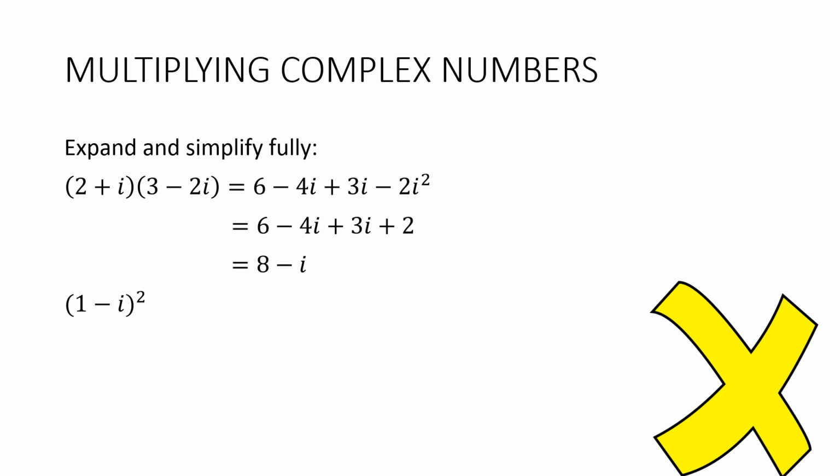Here's another one, a perfect square. Now I would encourage you to learn how to do this in one go, rather than expanding this into (1 minus i) multiplied by (1 minus i). It is 1 squared take away 2 times i times 1 plus i squared. And of course i squared is negative 1. So we get 1 take away 1, which is 0, take away 2i. So this particular question results in a purely imaginary answer.